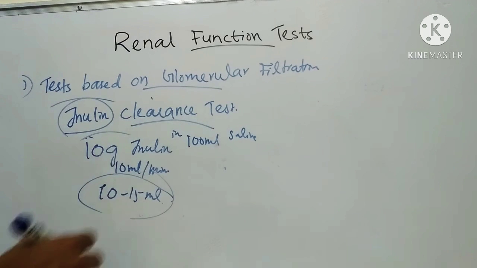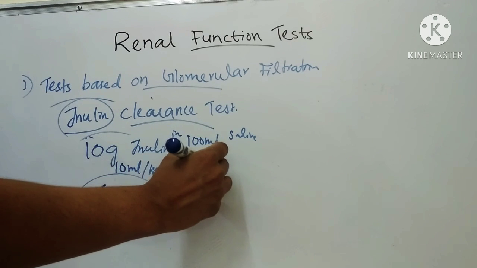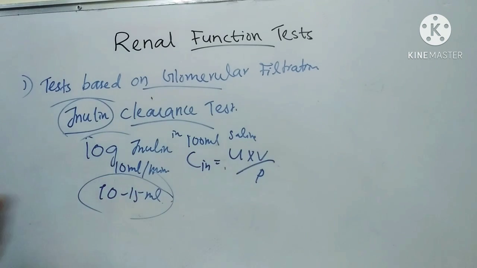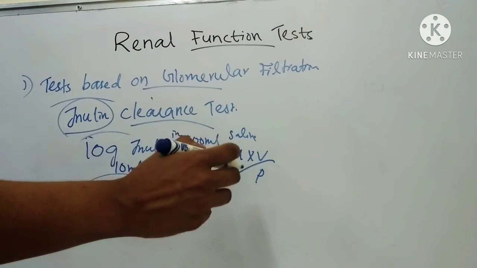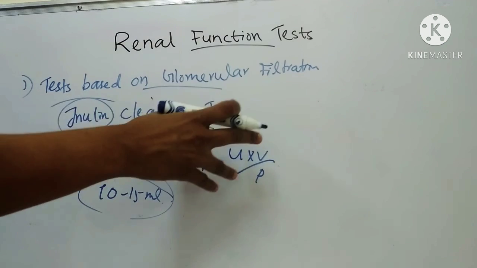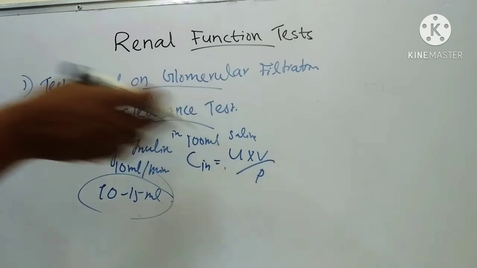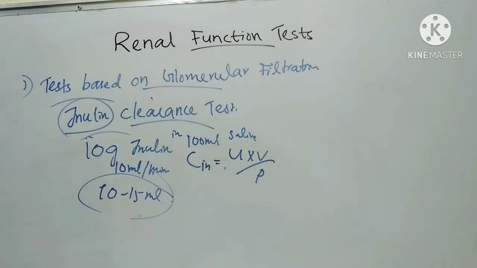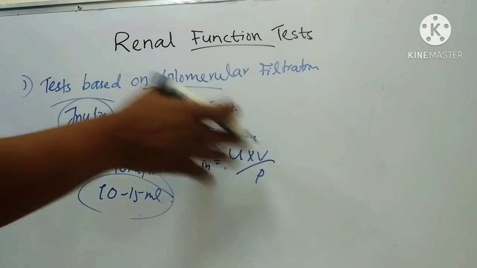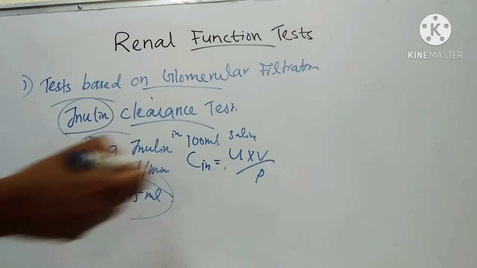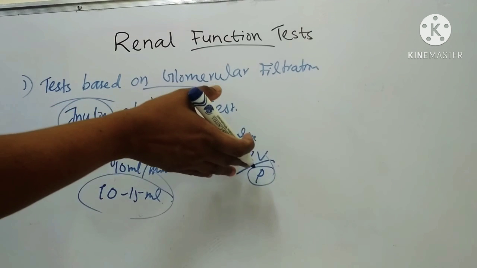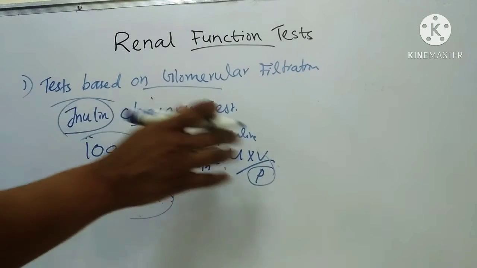Coming to calculation, inulin clearance CIN is equal to U into V by P. Here U is milligram of inulin per 100 ml of urine. V means ml of urine per minute. P is milligram of inulin per dl of plasma.